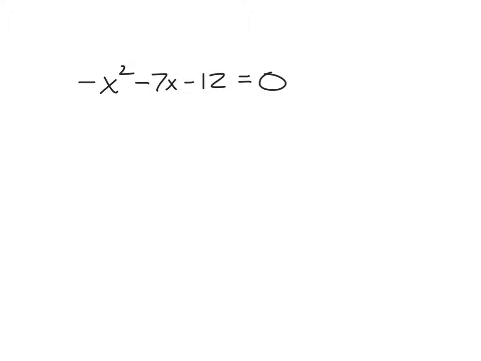So what you're going to do if your A value is negative, and you'll notice in this case right now, my A value is negative, is move everything to the other side of the equal sign. So what I'm going to do here is add x squared, add a 7x, and add a 12. Add an x squared, add a 7x, and add a 12.